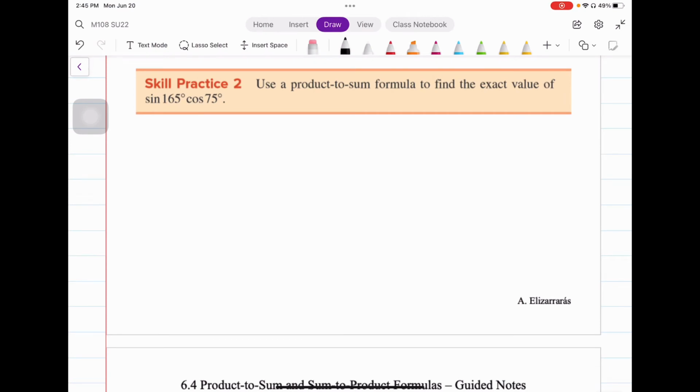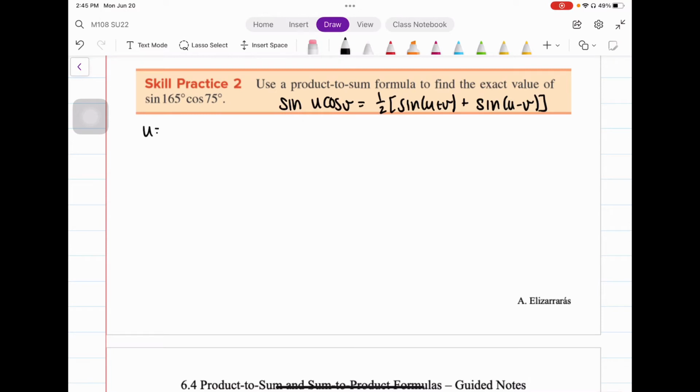For this question, we are going to use the product to sum formula to find the exact value of sine 165 and cosine 75. We're multiplying sine times cosine, sine first, then cosine, so that's going to be sine u cosine v is equal to 1/2 sine u plus v plus sine u minus v.